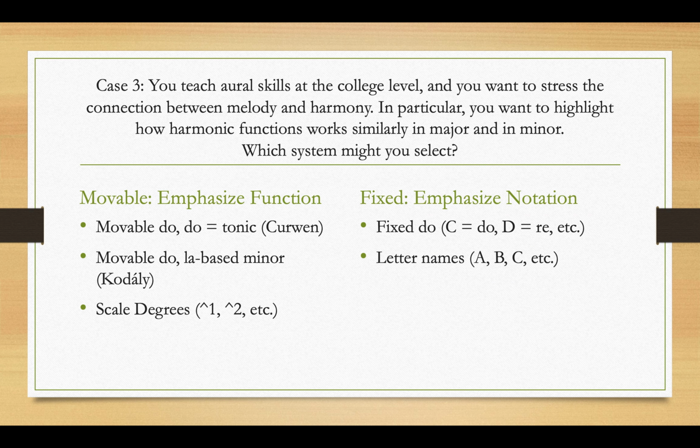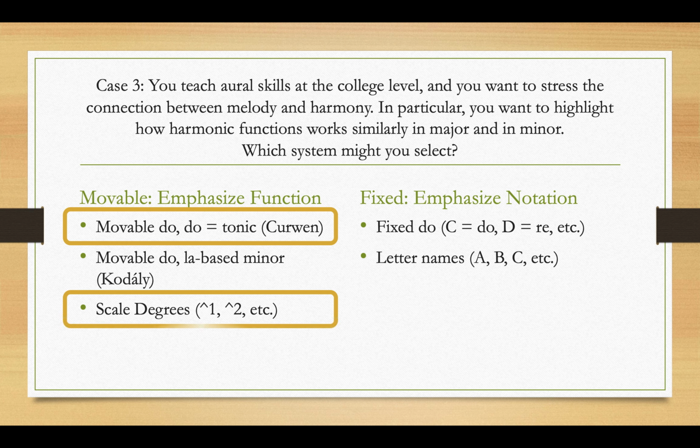Case number three. Imagine you teach aural skills at the college level and you want to stress the connection between melody and harmony. In particular, you want to highlight how harmonic functions work similarly in major and in minor. Which system might you select? There's a couple of different things that you could do, but especially if you care about harmonic function, you might go with either movable do with do-based tonic, always the Curwen variant, or with scale degrees.